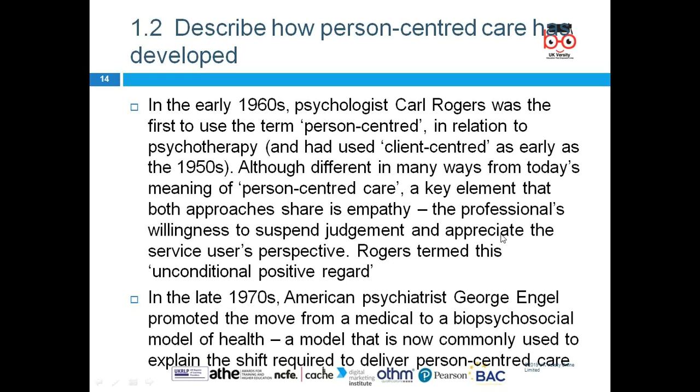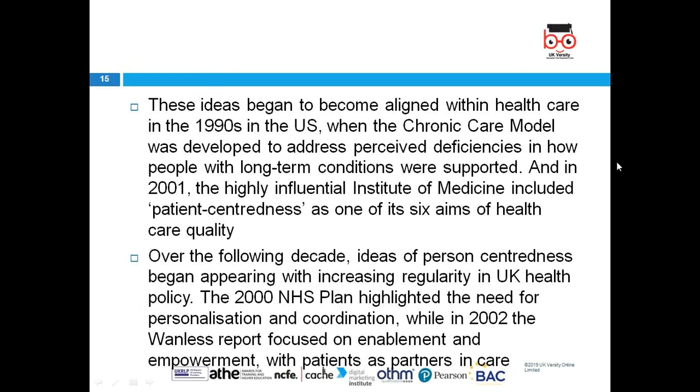This developed in the 1970s. Another psychiatrist called George Engel promoted the move from a medical to a biopsychosocial model of health, a model that is now commonly used to explain the shift required to deliver person-centered care. So it developed from Carl Rogers in the 60s to George Engel in the 70s. These ideas began to become aligned with healthcare in the 1990s in the US, when the chronic care model was developed to address perceived deficiencies in how people with long-term conditions were supported.